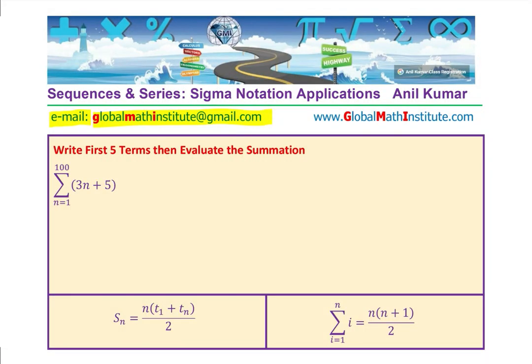Now, let's look into the solution. So first approach, as I was saying, is to write first few terms and then do the summation. 3n plus 5 is a linear expression, right? So in such linear expressions, what do you expect? You expect arithmetic series, correct?